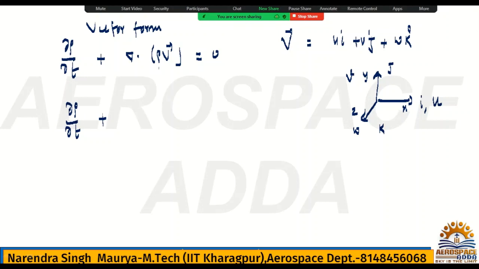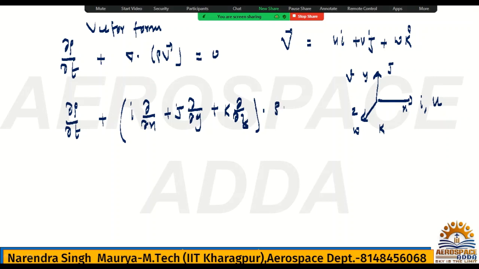Here density is a scalar quantity, so it doesn't matter, you can take it outside or not, it's your choice. So here you can write i dou by dou x plus j dou by dou y plus k dou by dou z, dot product with rho times the velocity vector V, which is ui plus vj plus wk, and the right side is equal to 0.